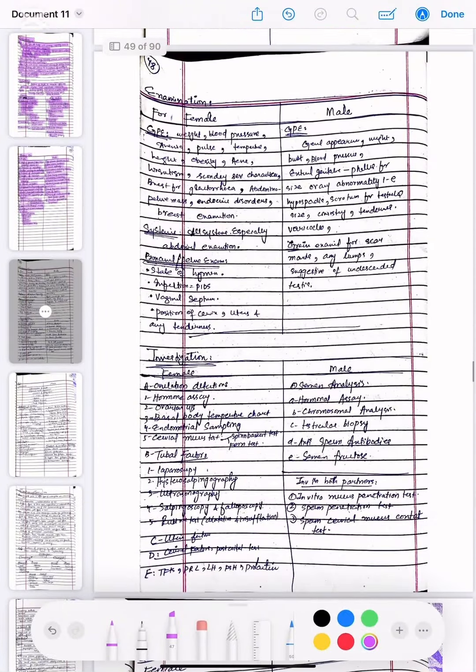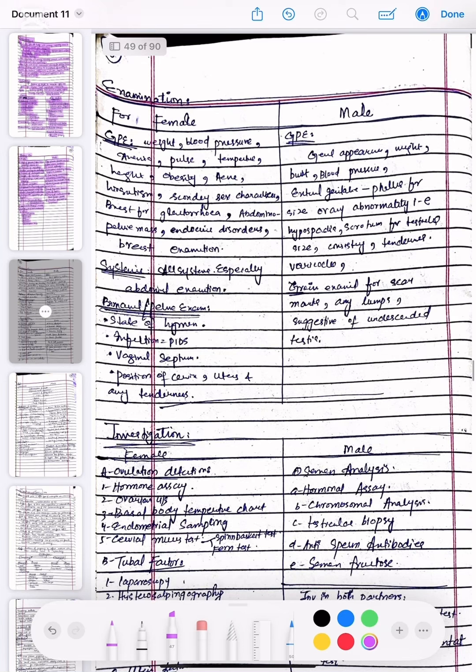Now examination is done for both the male and the female. For the female, general physical examination is done, that is weight, blood pressure, anemia, pulse, temperature, height, obesity, acne, hirsutism, secondary sex characters, breast for galactorrhea, abdominopelvic mass, endocrine disorders, and breast examination.